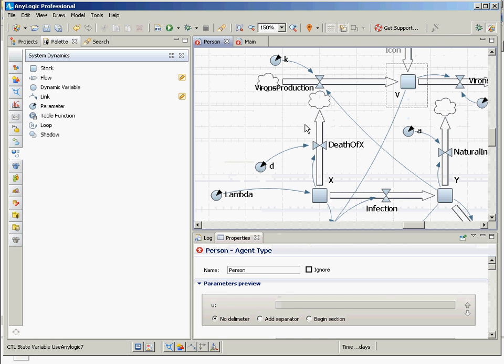Have an event go off every week, and it updates someone's viral load based on the viral load of the people around them. That would be pretty straightforward to do. It just might not be as theory driven.